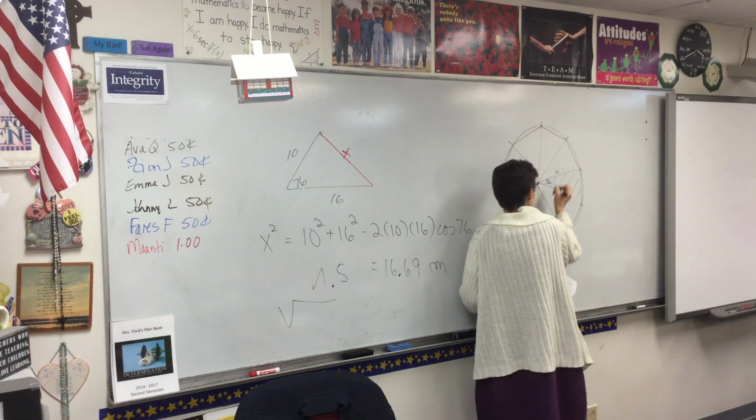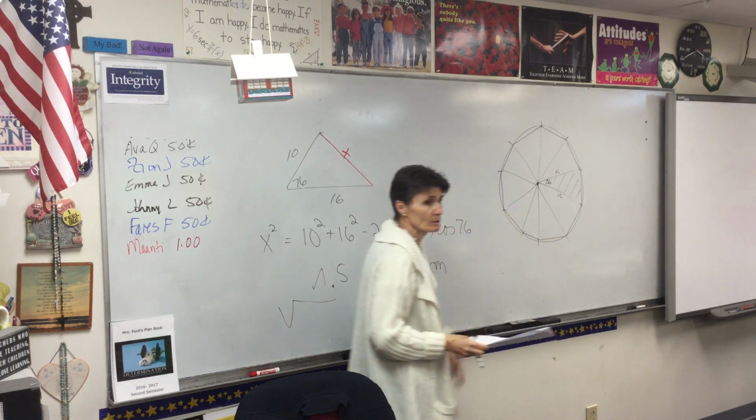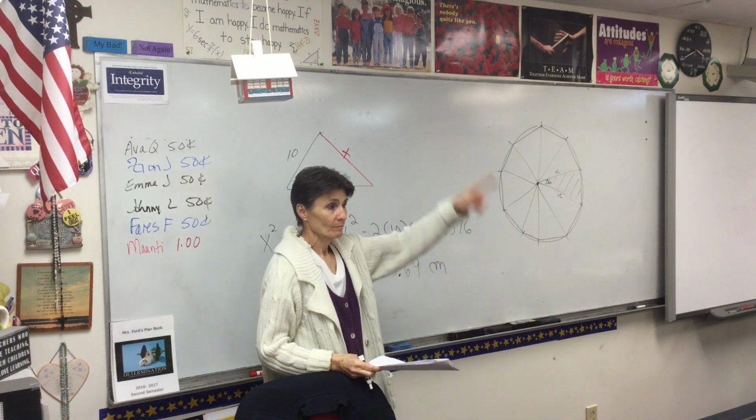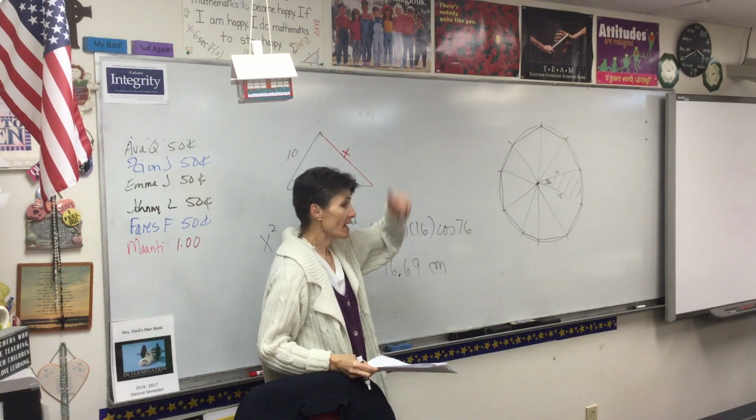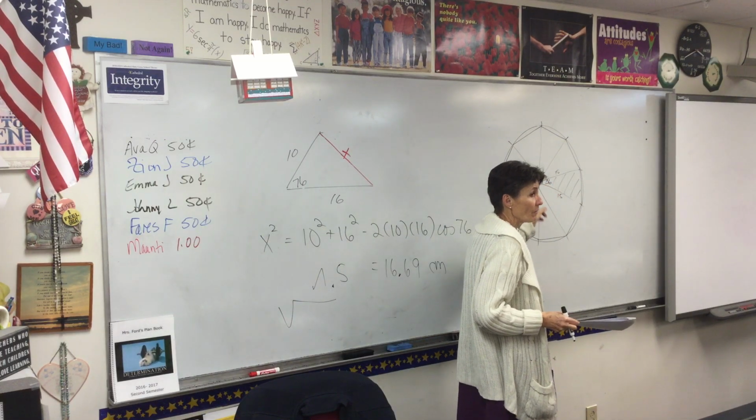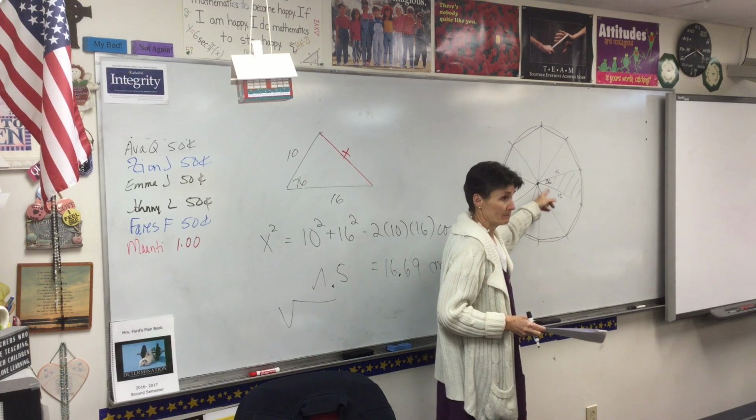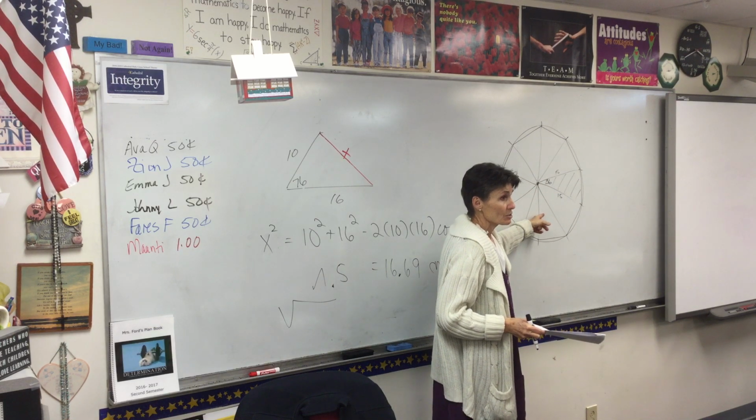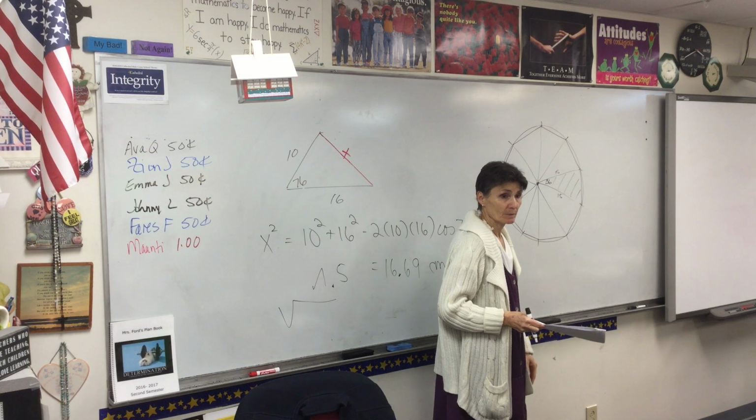36 degrees. And how did you know that central angle was 36? It's 360 divided by 10. Exactly. There's 10 of them. There's 10 of those angles around here. And they're all together, they make 360. It's a circle. So they're each 36.